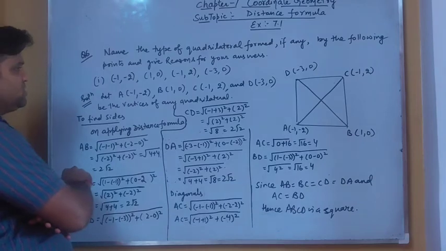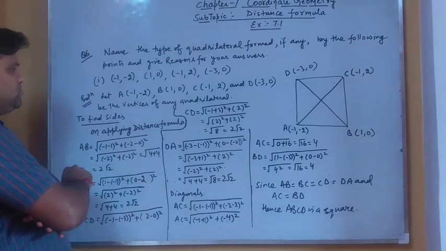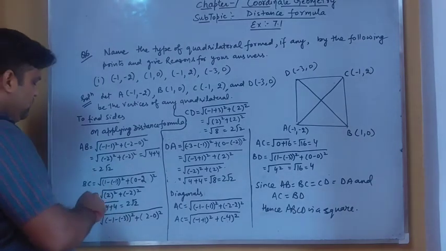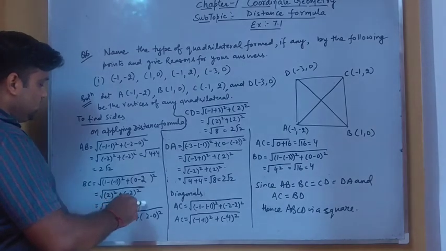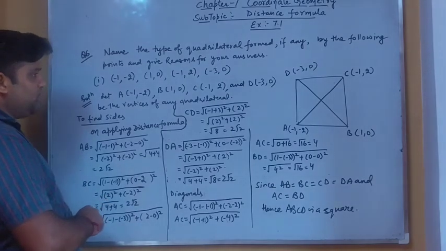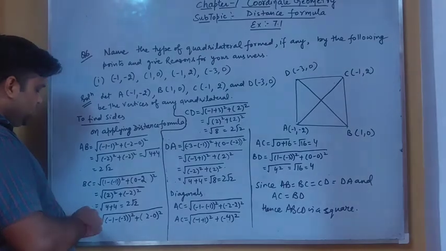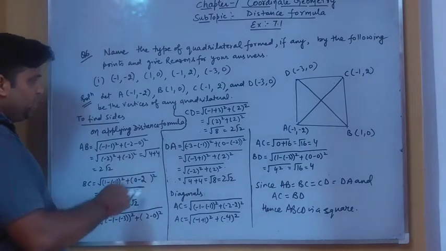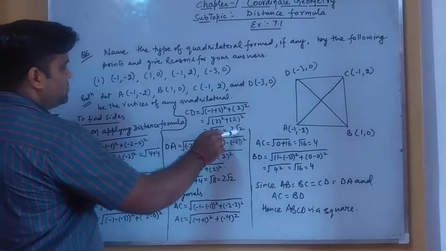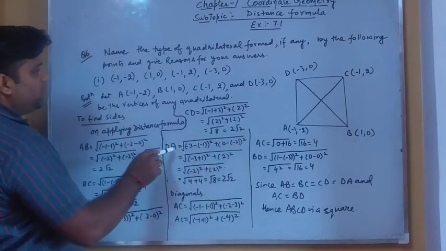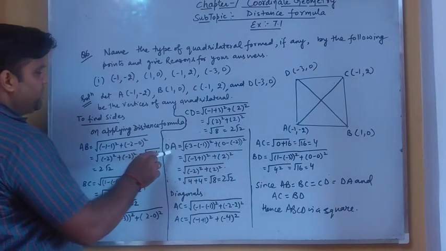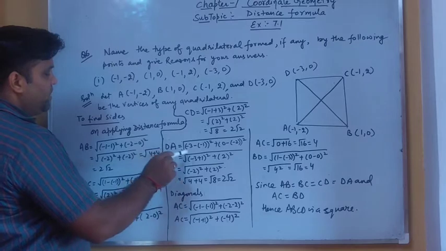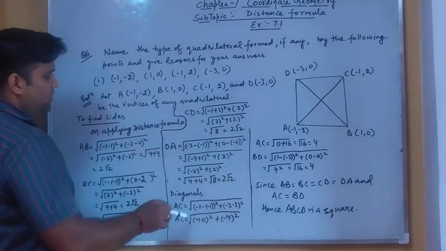Similarly, on applying the distance formula, the distance between B and C, which is BC, is equal to 2 root 2. Similarly, on applying the distance formula between C and D, CD on solving we get 2 root 2. Similarly, between the points D and A, we get DA equal to 2 root 2 on solving.